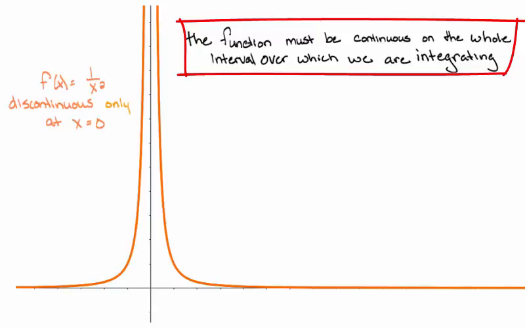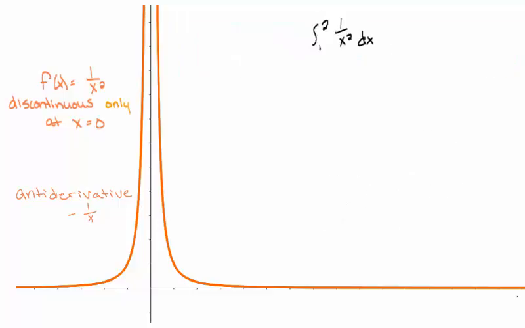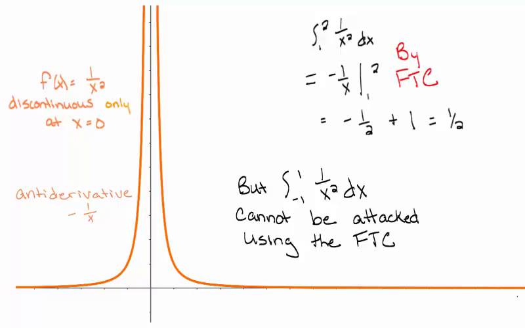For example, the function f of x equals 1 over x squared has only the discontinuity at x equals 0, and an antiderivative of 1 over x squared is negative 1 over x. We can use the fundamental theorem to integrate f as long as 0 does not lie between the boundaries. We can see that the integral between 1 and 2 of 1 over x squared is 1/2 using the fundamental theorem of calculus. But the integral between negative 1 and 1 cannot be attacked with the fundamental theorem.